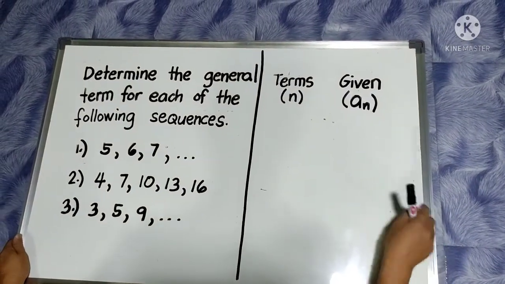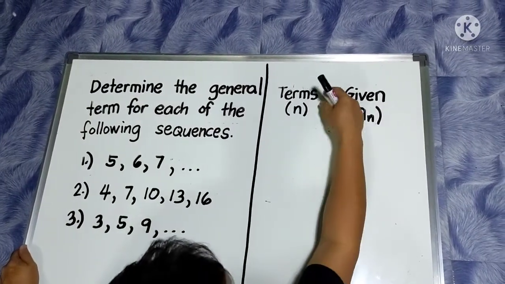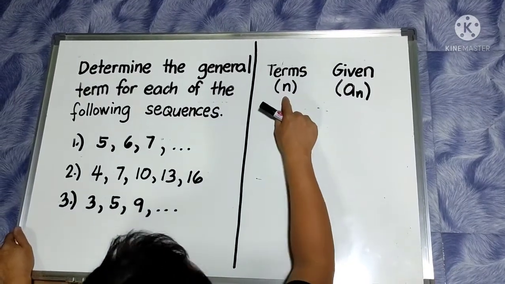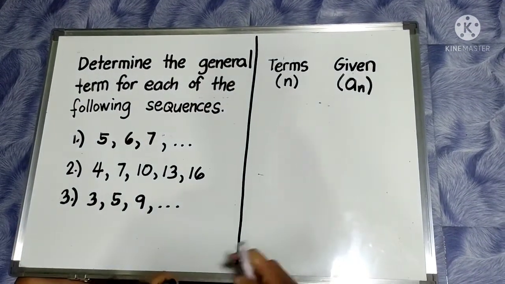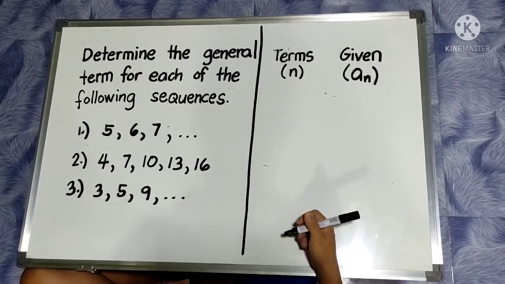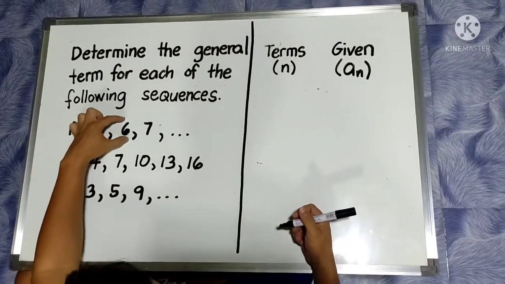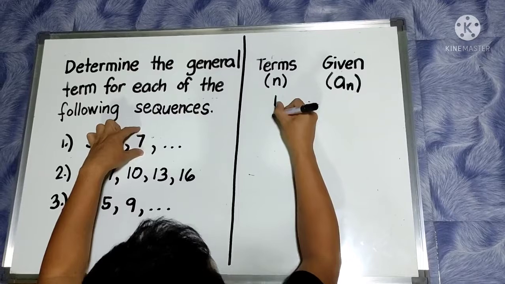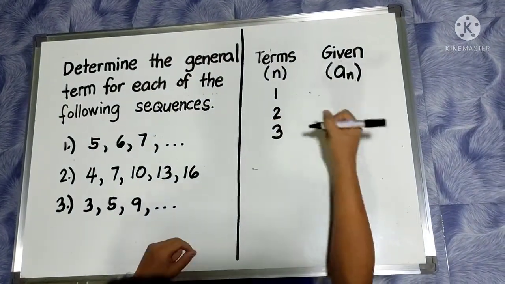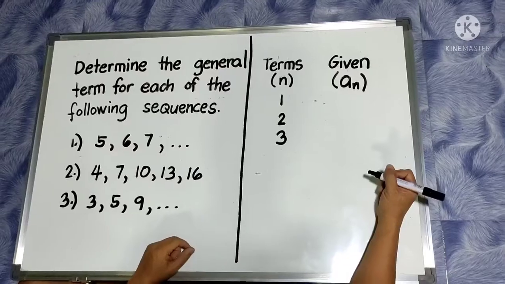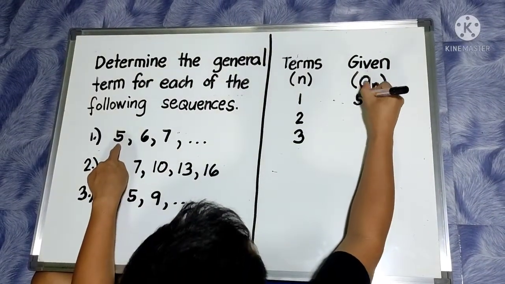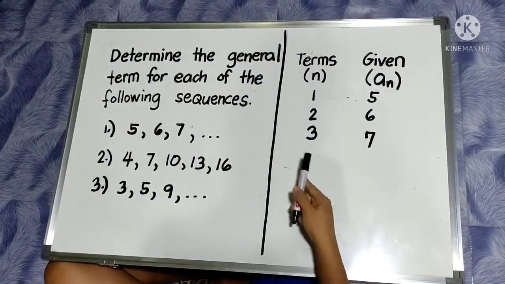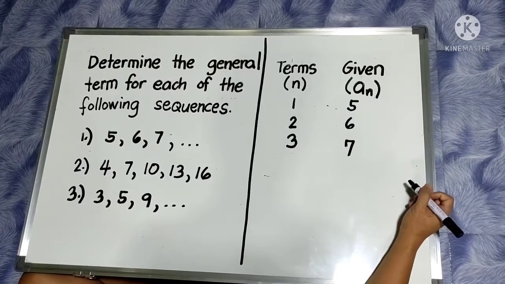To do it, you start with writing the terms and the given. The terms represent your n. And what are the terms? How many terms are there? You count the known terms. You have 1, 2, 3. So your values of n are 1, 2, and 3. And your values of a sub n are 5, 6, and 7. Let me remind you that your n is your independent variable.